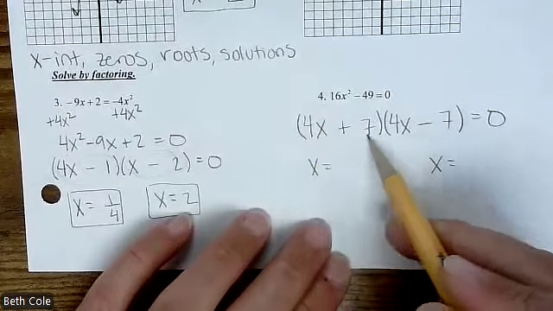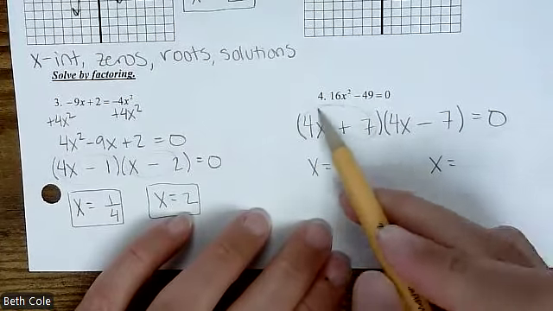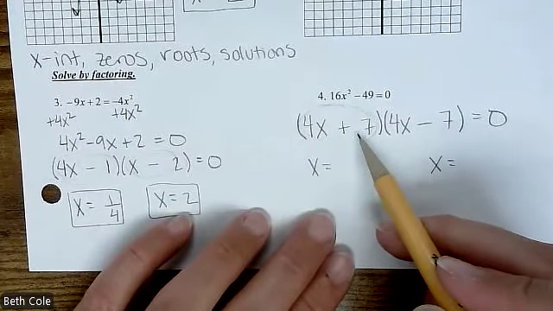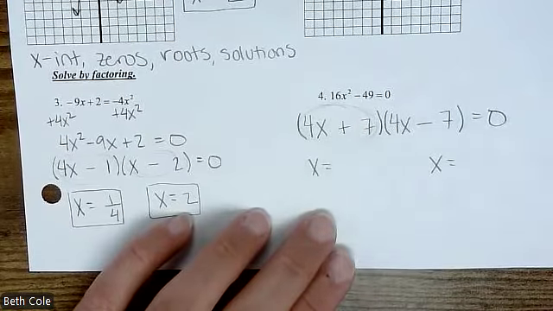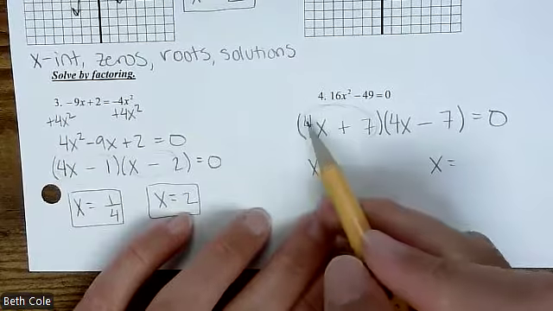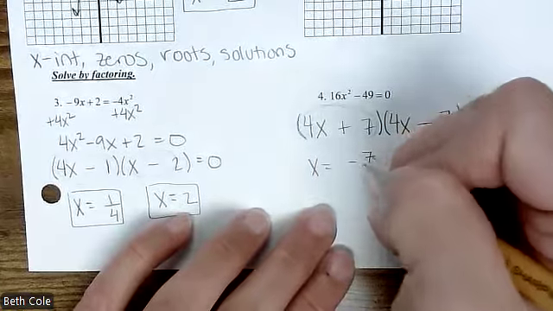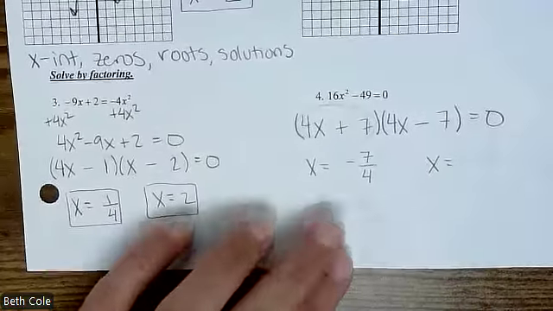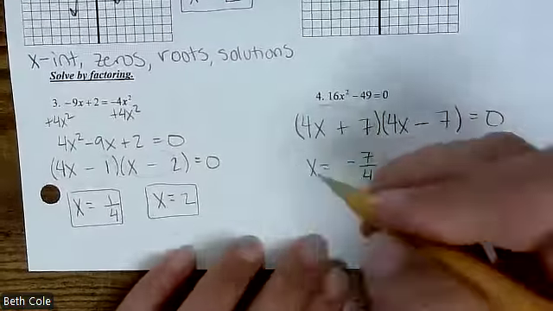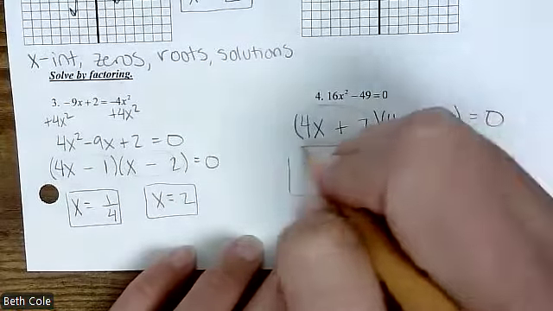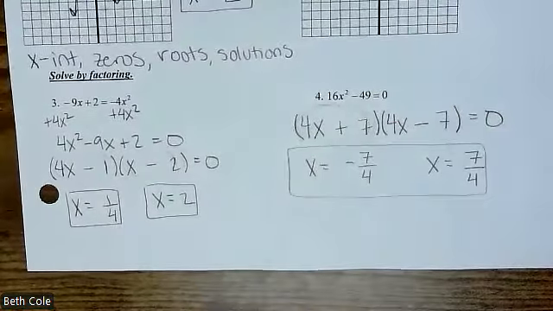If you set this first one equal to 0, what would you do to both sides to solve it? -7, so -7, and then divide by 4. And then this one, you would add 7 and divide by 4, so +7/4. Good. We'll do a couple more, and then we'll do like a halfway break.